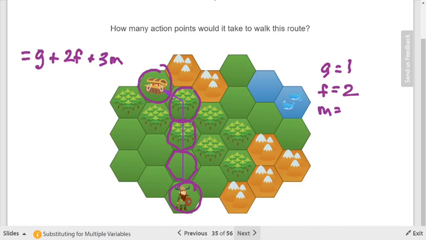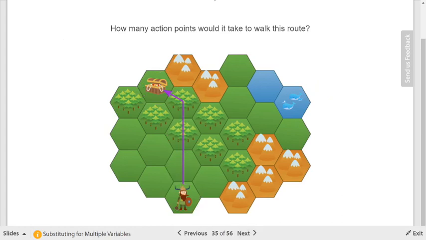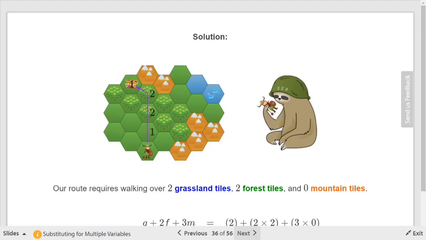But what I want you to see here is that I have to put something in place of G, right? I have to put something in place of F, and I have to put something in place of M. But how many mountain tiles did we use? 0 of them, right? Because every single value has to be accounted for. We can't leave any of them off, right? So let's see if they counted those original ones. So 2 grassland, 2 forest, and 0 mountain tiles. So they didn't count the beginning and end, oddly enough.